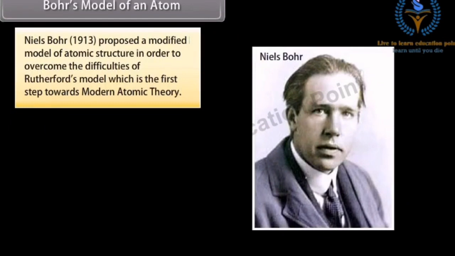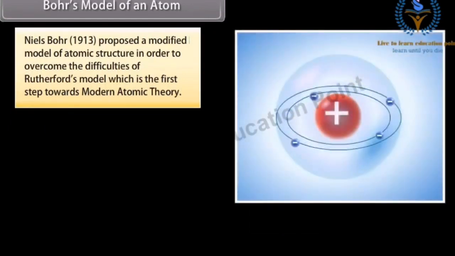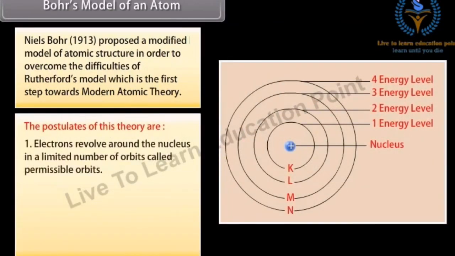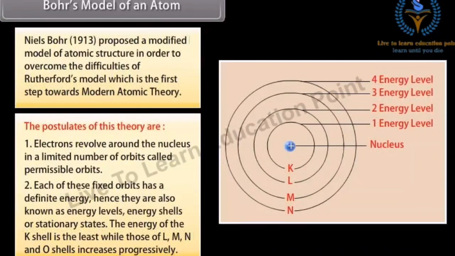Bohr's model of an atom. Niels Bohr, in 1913, proposed a modified model of atomic structure in order to overcome the difficulties of Rutherford's model, which is the first step towards modern atomic theory. The postulates of this theory are: 1. Electrons revolve around the nucleus in a limited number of orbits called permissible orbits. 2. Each of these fixed orbits has a definite energy, hence they are also known as energy levels, energy shells, or stationary states. The energy of the K shell is the least, while those of L, M, N, and O shells increases progressively.